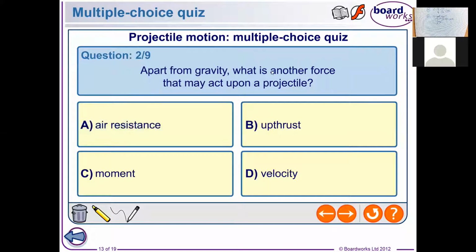Okay, Sadie, your turn. Apart from gravity, what's another force that can act sometimes on a projectile? Sadie. Is it A? Air resistance, well done, good.